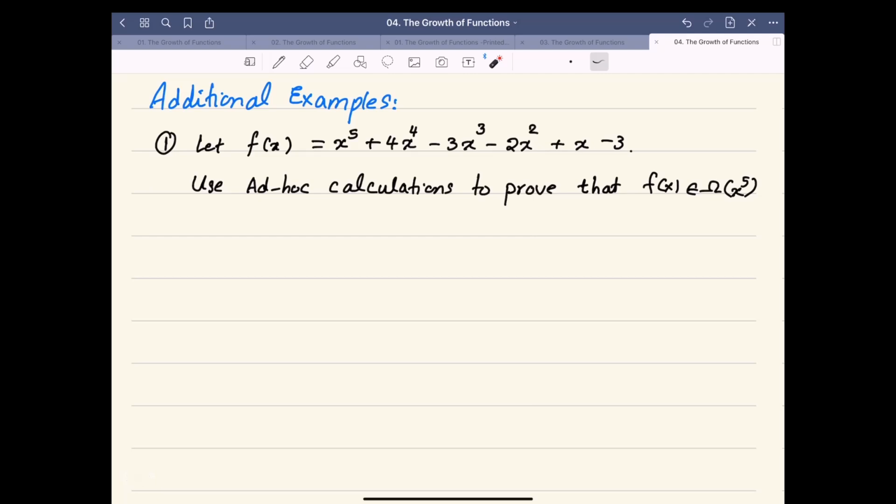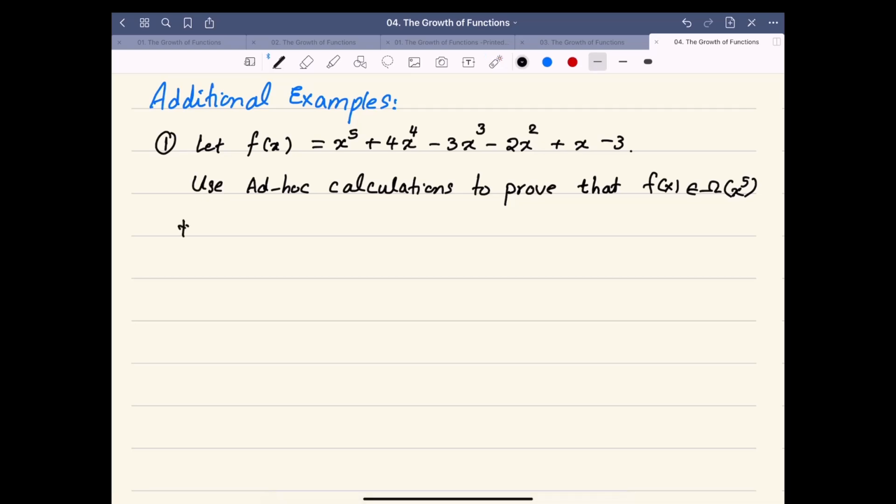In this example, we have a polynomial of degree 5 and we want to use ad hoc calculations to prove that this polynomial is big omega of its dominant term, which is x raised to power 5. Remember that for polynomials with some negative coefficients, finding big omega of this polynomial is not straightforward. So we need to find a trick to prove that this polynomial is greater than or equal to a constant multiplied by the dominant term, which is x raised to power 5.